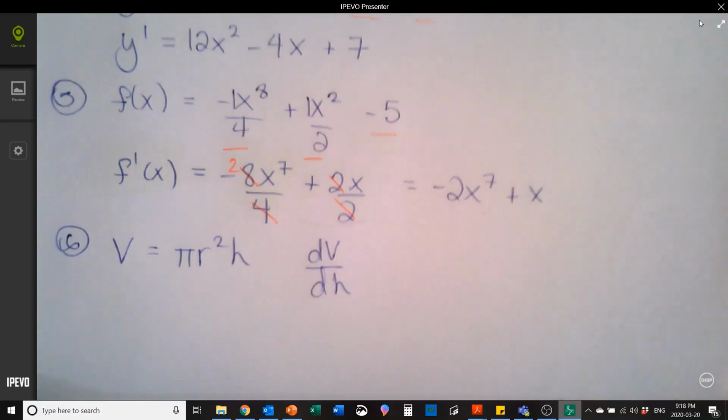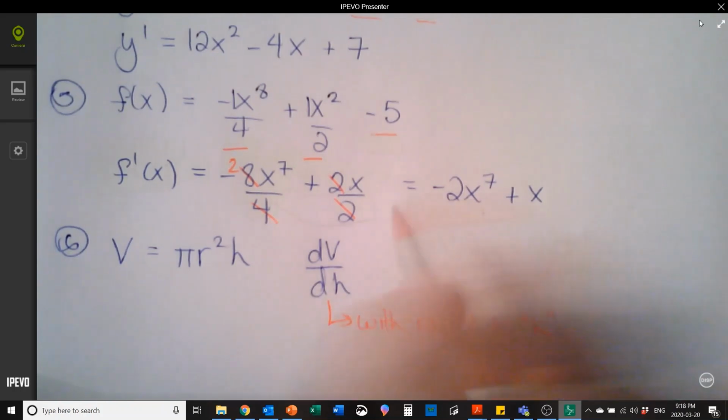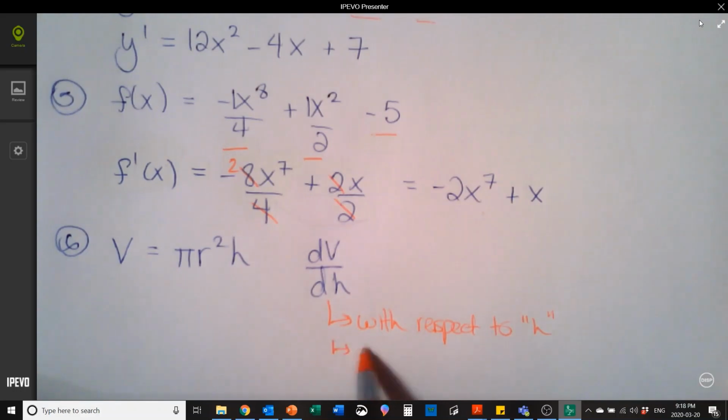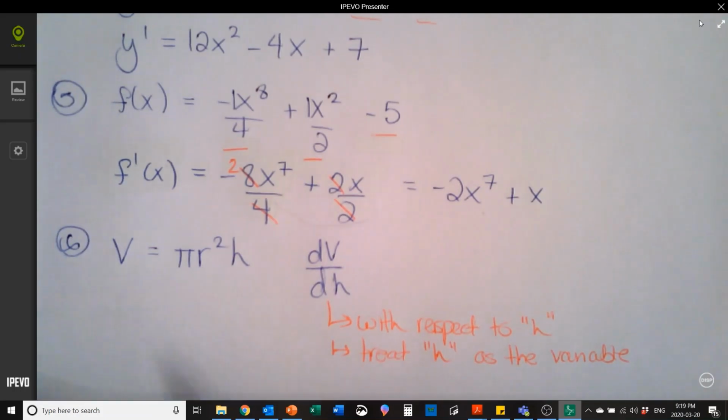So the goal here is to take the derivative with respect to h. What that means is treat h as the variable. Even though you have other letters like r, you're going to treat h as the variable.